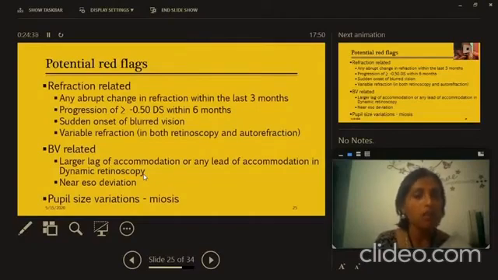Any acute onset of blurred vision, where the child says, like, from yesterday I'm starting to see everything blurred. And then a variable refraction, as you would notice in both retinoscopy and autorefraction. I would want to emphasize this point here, especially for practitioners that rely on autorefraction for refractive error documentation.